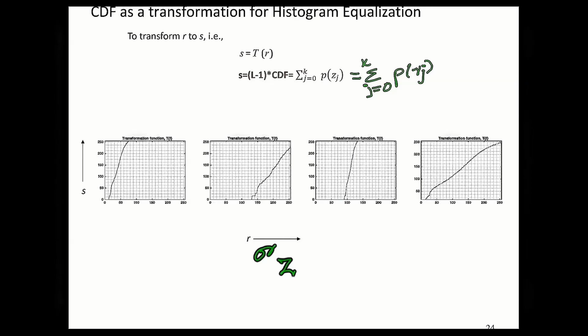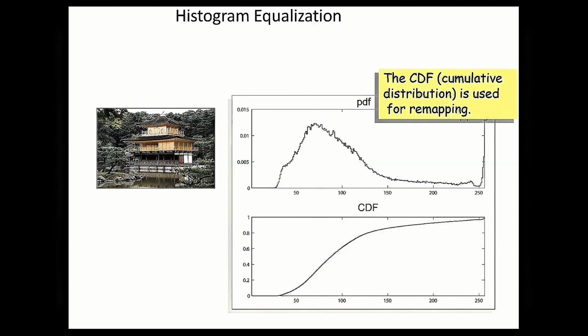So why do we need L minus 1? We have to go back and see why. This was the CDF function, but here I said it goes from 0 to 1. I want to transform 0 to 255 into another 0 to 255. So this 255 is L minus 1. I multiply L minus 1 by the CDF, and I get the transformation formula.